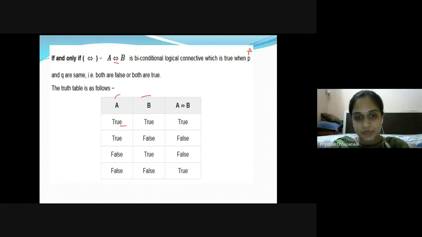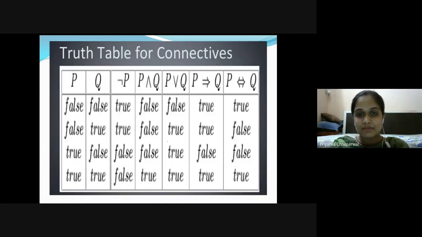If A and B are true, then A if and only if B is true. If A is true and B is false, then the answer is false. If A is false and B is true, then the answer is again false. If A is false and B is false, then the answer is true. So how does the biconditional operator work? If both variables are the same, then the answer is true. If they are different, then the answer is false. So this is a combined truth table.